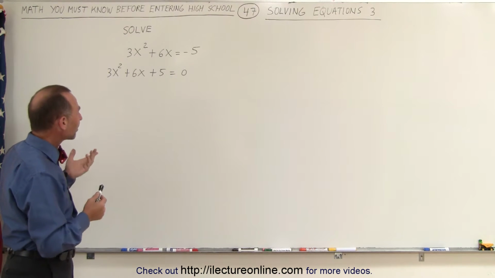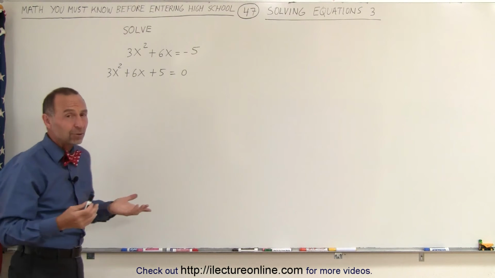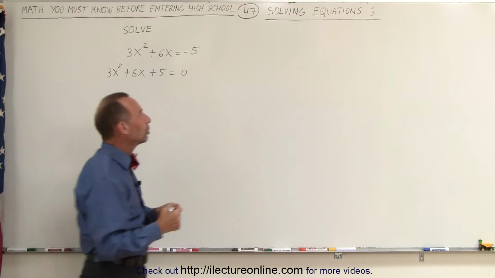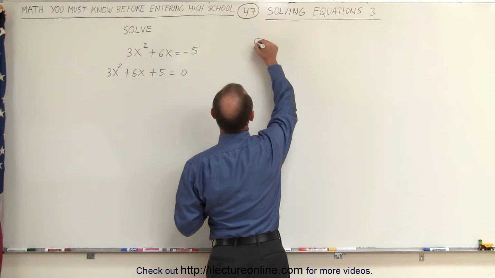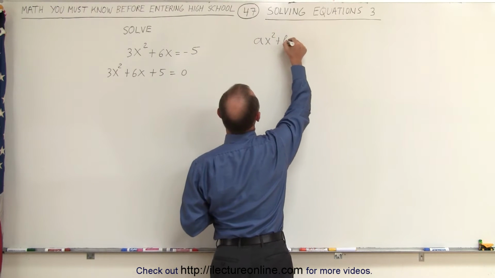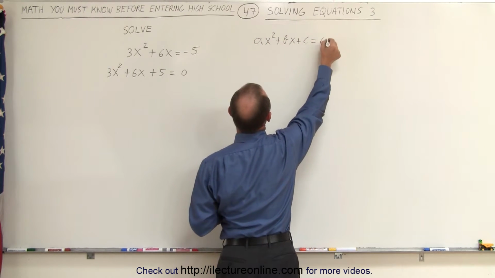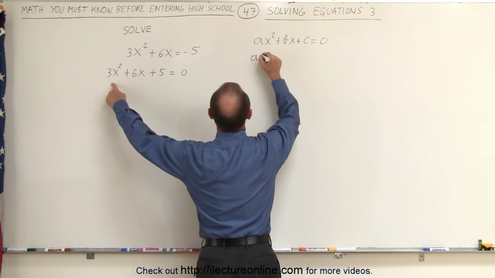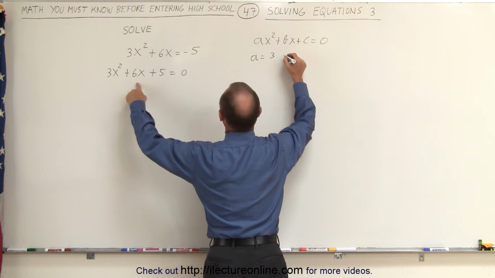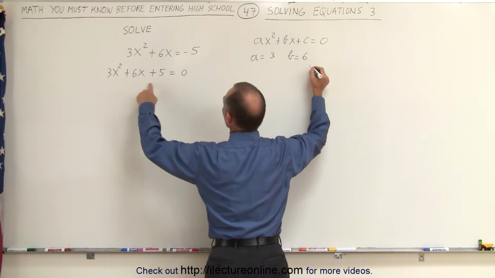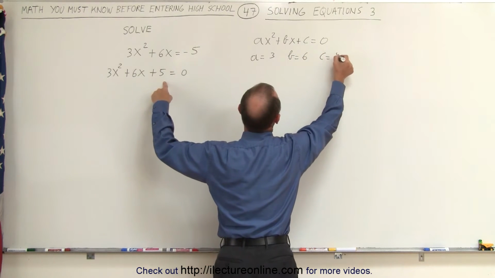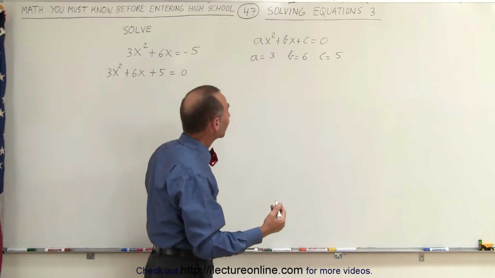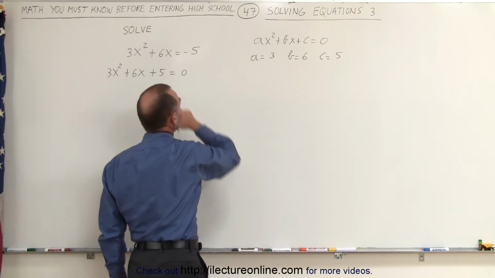Now you could try to factor this, or if it's not factorable, you'll have to use the quadratic formula. The general equation will look as follows. It'll look as ax squared plus bx plus c equals 0. If that's the general equation, we can then see that in this case, a is equal to 3, b is equal to 6, and c is equal to 5. And the quadratic formula will give you the values for x that satisfy this equation.